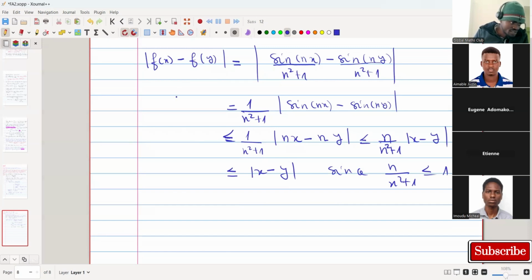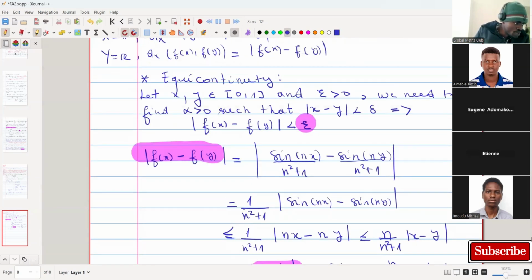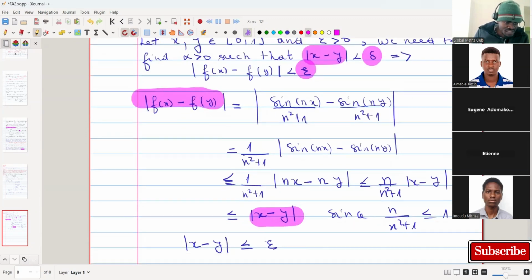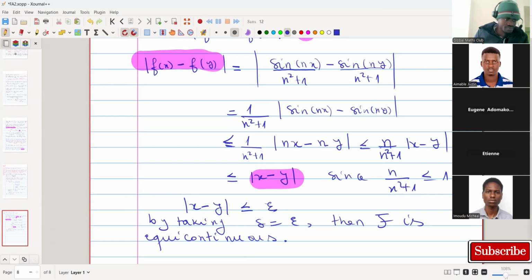And don't forget that we would like to have this quantity less than epsilon. So to have this quantity less than epsilon, this quantity should be less than epsilon. And we were looking for delta such that this one is less than delta. Then it means that delta is equal to epsilon. So by taking delta equal to epsilon, then F is equicontinuous. Then F is continuous.